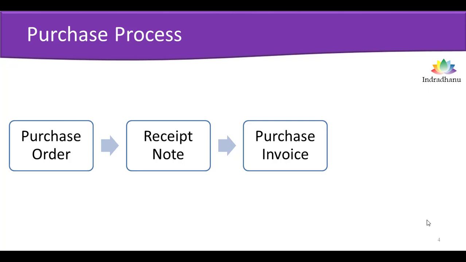Then we will record the purchase invoice. The purchase invoice will be connected with the receipt note, that is GRN, goods receipt note. All the details in the receipt note will be captured in the purchase invoice automatically, and after that we will make payment of the purchase invoice. The payment will be marked as against reference, that is against the purchase invoice. This complete purchase process is available in Tally, and it can be used very conveniently.